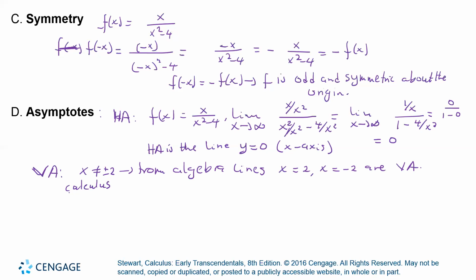as we have learned in this class, I'll just take the limit as x goes to 2, maybe 2 from the right, of the function f of x. So this is the limit as x goes to 2 from the right of x divided by x squared minus 4.